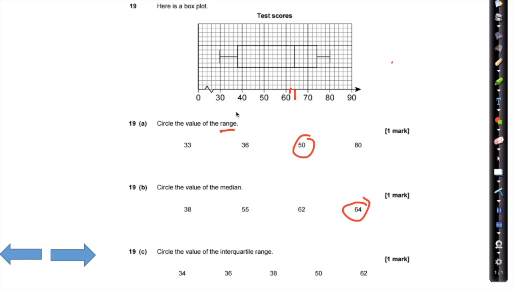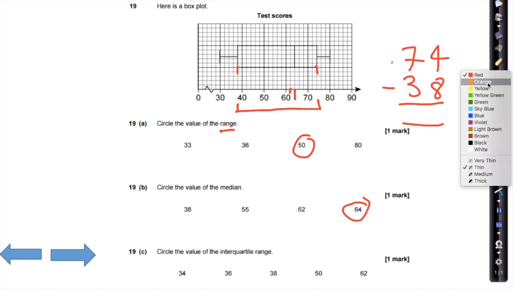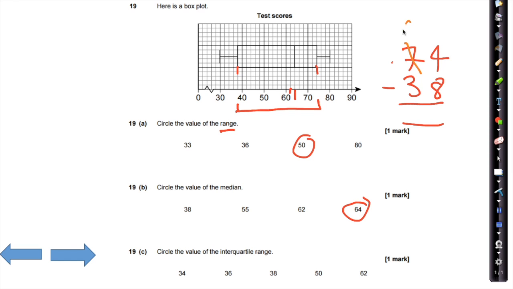Circle the value of the interquartile range. The interquartile range, as we talked about on the previous slide, was the difference between the box. So this is our upper quartile, this is our lower quartile. Reading off, the upper quartile is 74, the lower quartile is 38. So we can do 74 subtract 38, and I'll just show you how we do it if we did the column subtraction method, if you were wanting clarity on it.